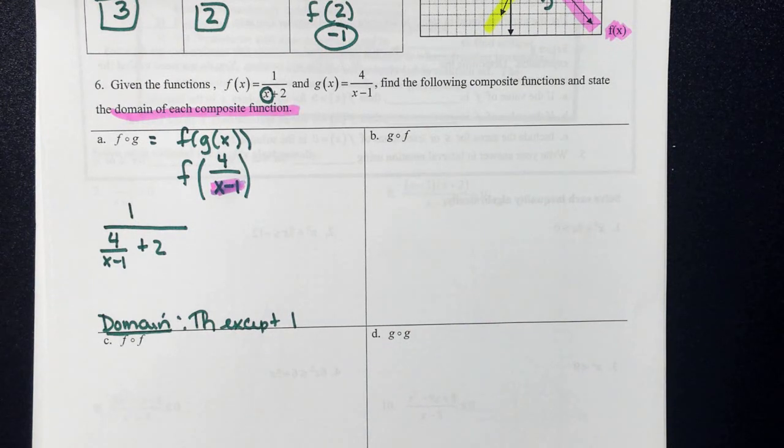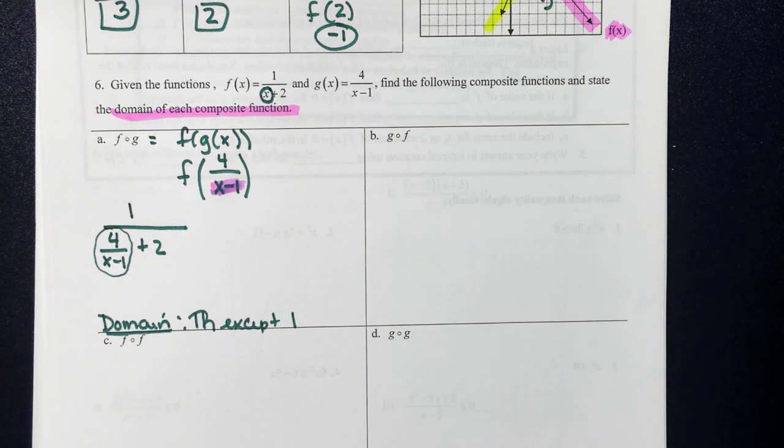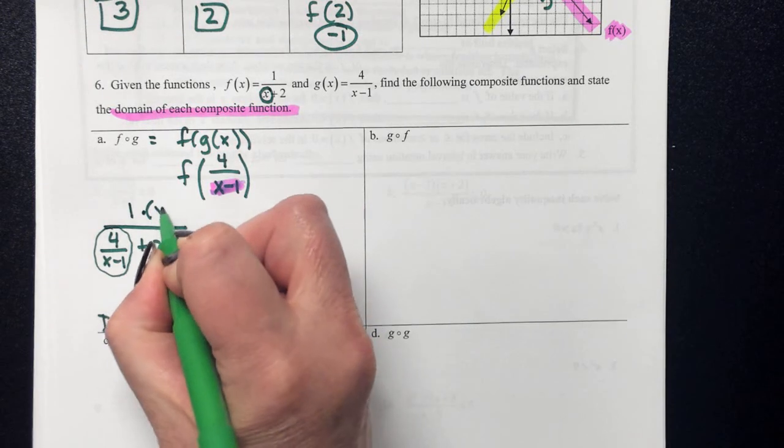So remember, I took the x out, and I replaced it with that input of 4 over x minus 1. Now, how do you simplify complex fractions? Remember, you're going to multiply everything by that LCD. So what am I going to multiply everything by? Multiply everything by x minus 1. Remember your LCD trick.